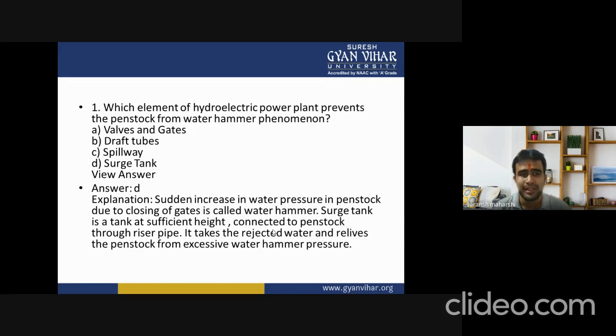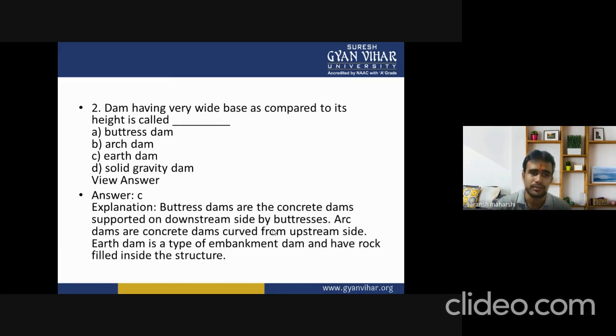Next question. Which element of hydroelectric power plants protects the penstock from the water hammer phenomenon? Option A, valves and gates. Option B, draft tubes. Option C, spillway. Option D, surge tank. So the correct answer is option D, surge tank, because sudden increase in water pressure in the penstock due to the closing of gates is called water hammer. A surge tank is a tank at a sufficient height, connected to the penstock through a riser pipe. It takes the rejected water and relieves the penstock from the excessive water hammer pressure.